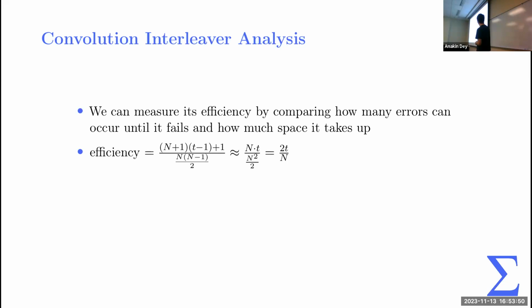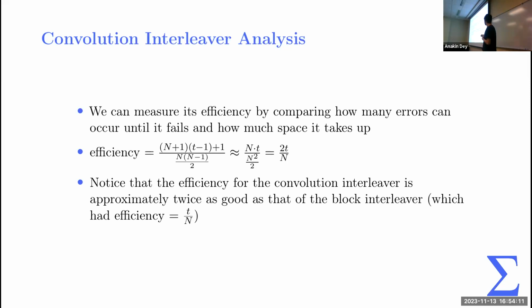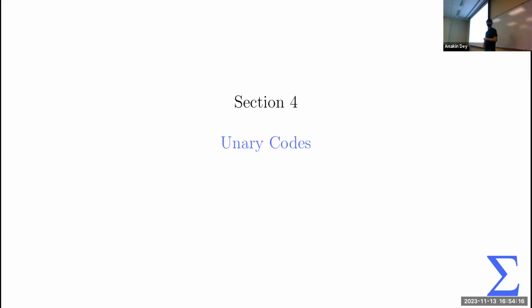Then for efficiency, we fail at (n+1) times (t-1) plus 1 errors. That's where we can get our first more than t errors in our word. We divide it by our space, and we get that this is approximately 2t/n. Notice this is about twice as good as block interleavers, which only had an efficiency of t/n. So this is a major improvement. So now, tying everything together. Yeah, that's pretty much it.